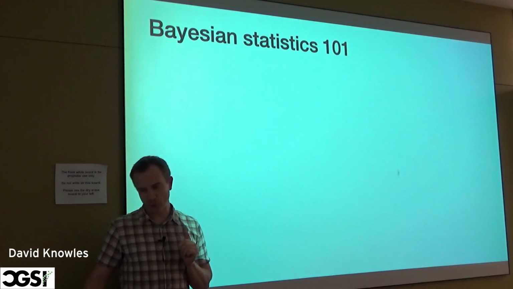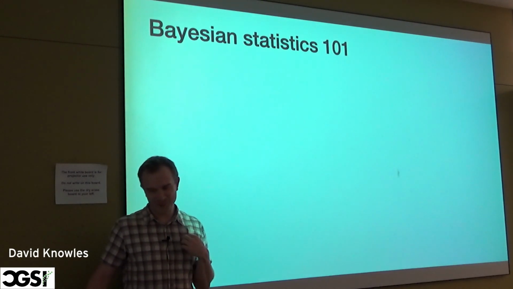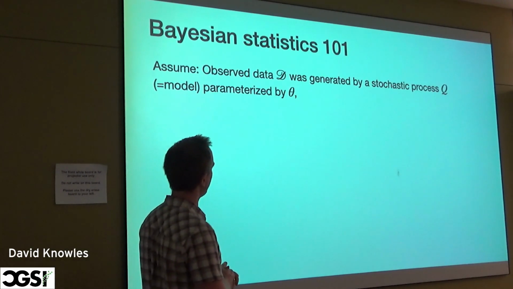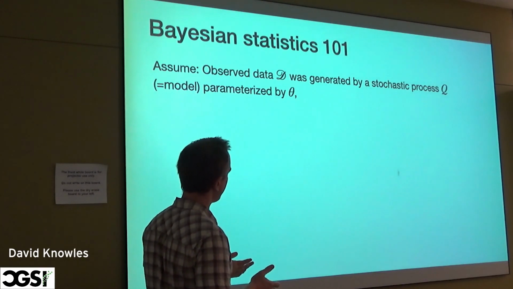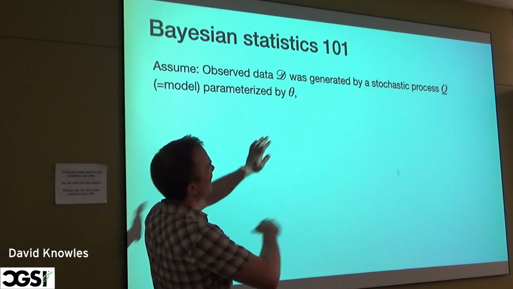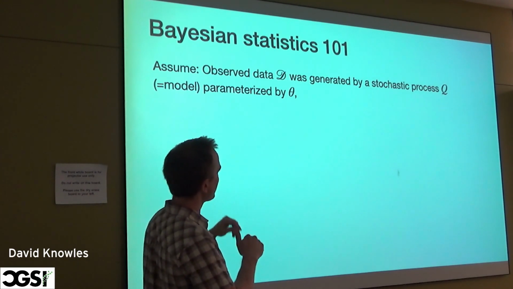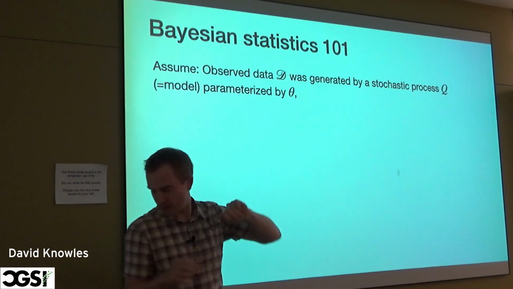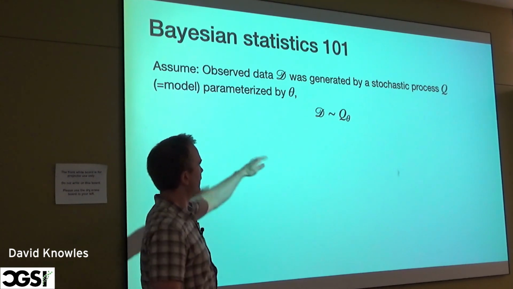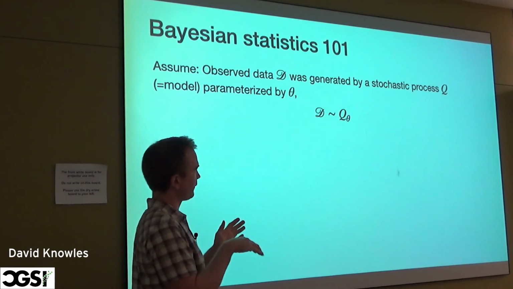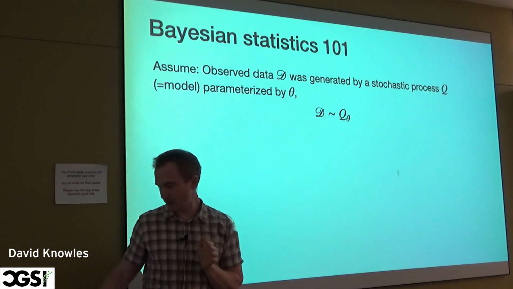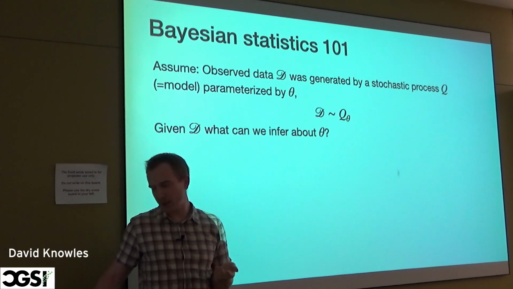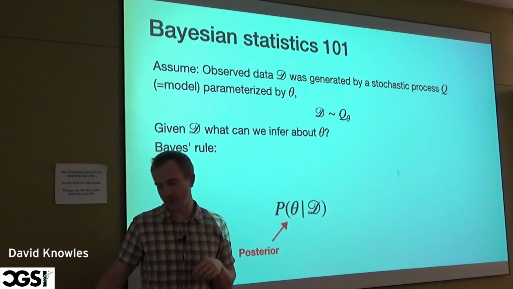Well, we're going to use a Bayesian model, and probably everyone knows what Bayesian statistics is, but just in case, the basic idea with a Bayesian model is that you define a model, technically a stochastic process, Q, and it has some parameters, theta. And all that we're saying is the data that we observe was sampled from this model Q with parameters theta. And we'd like to know everything we can about the parameters theta given the data that we observed. Bayes' rule tells us how to do that.